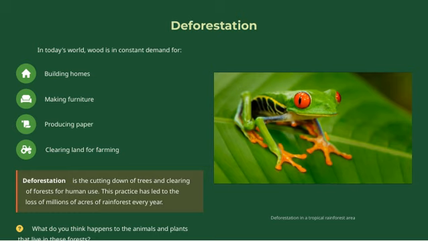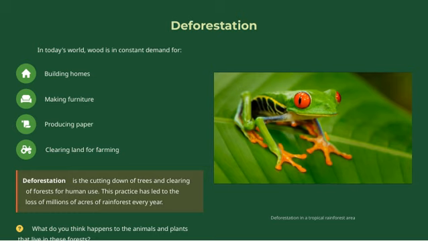Think about the scale of that loss and what it means for our planet. Now, I want you to consider something important. What do you think happens to the animals and plants that live in these forests? Their homes are being destroyed, and their habitats are disappearing. This has serious consequences for biodiversity and the health of our ecosystems.